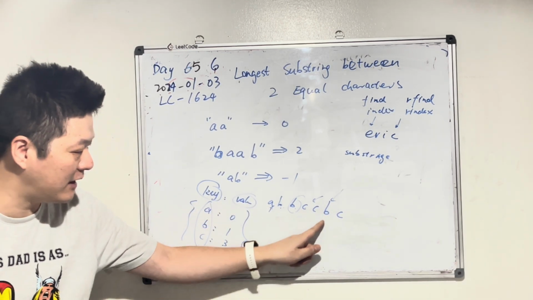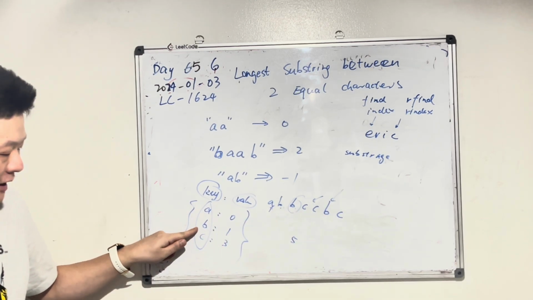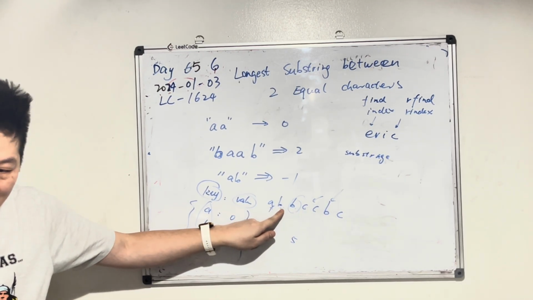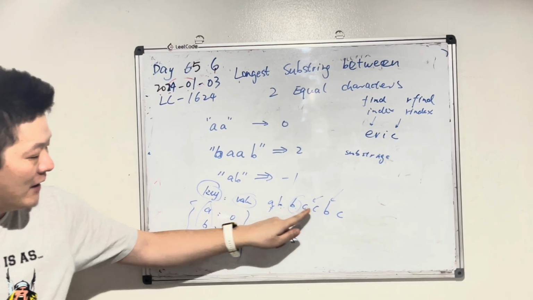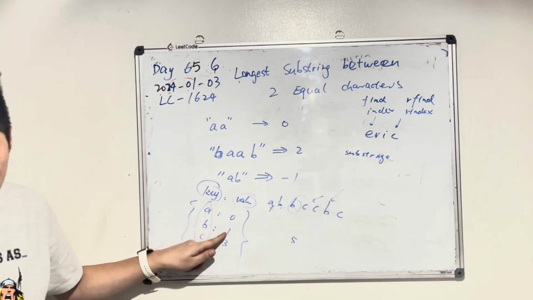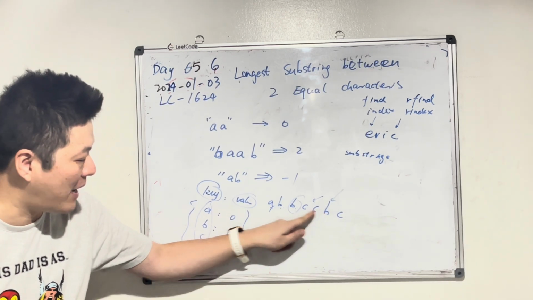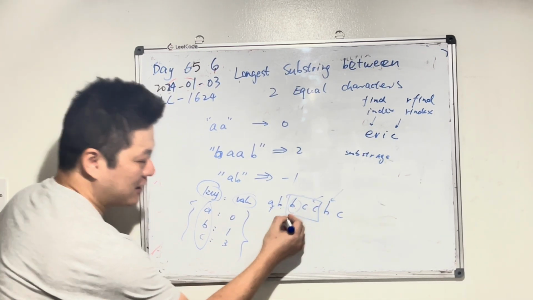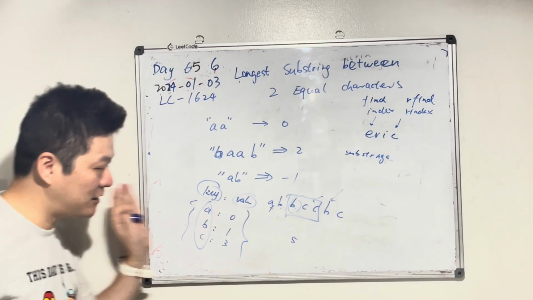So this is index 5. Then we check the hash table. The first time it appears is at index 1. So we know how many characters? 5 minus 1 minus 1. Okay? 5 minus 1 minus 1. So there are 3 characters between, right? So in this case, we go to 1.